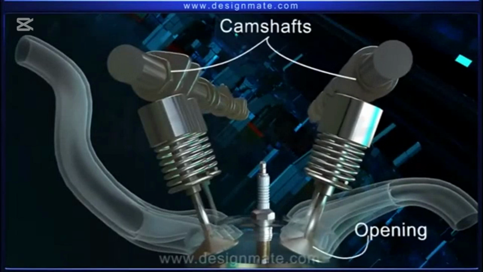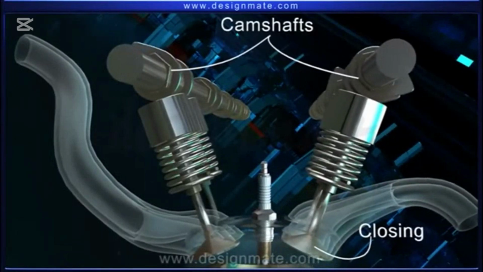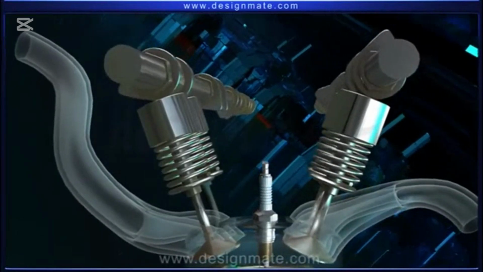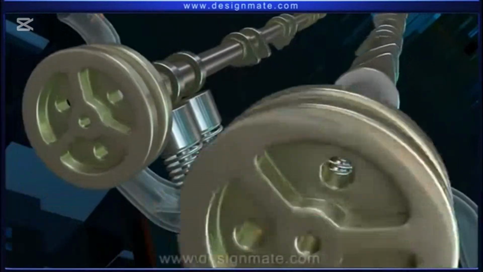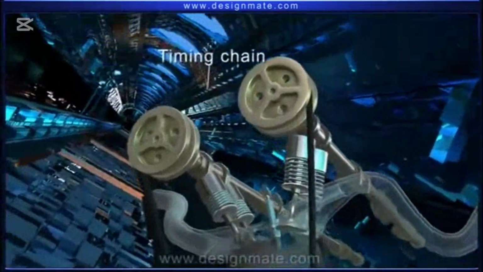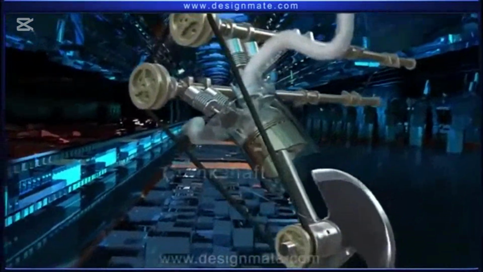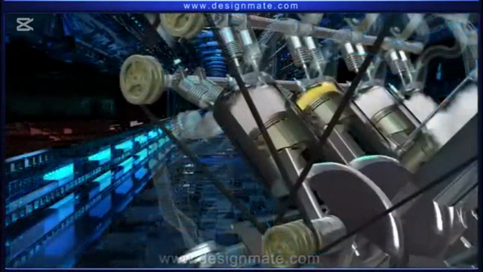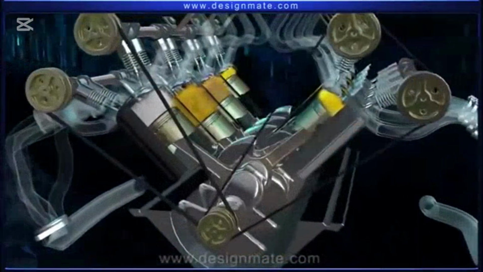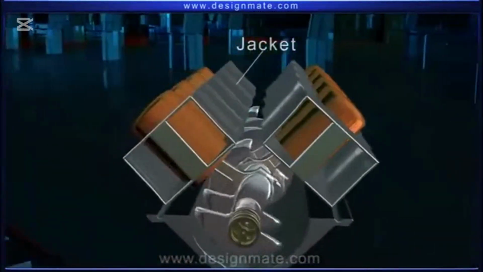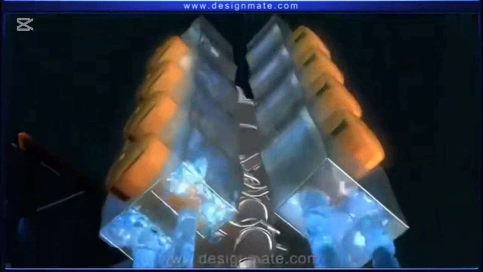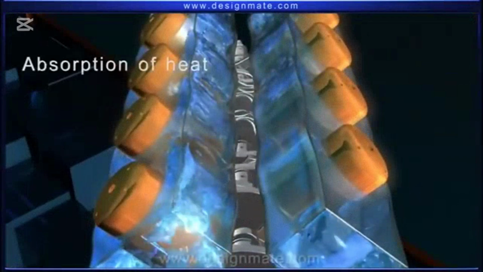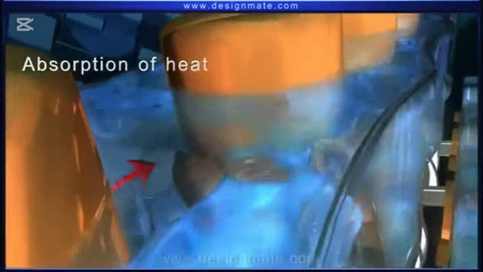Camshafts control the opening and closing of valves at appropriate times. Camshafts are connected by timing chain with a crankshaft to maintain synchronization between their motions. A jacket surrounds the cylinder bank, through which cold water is continuously circulated to absorb excess heat produced during combustion.